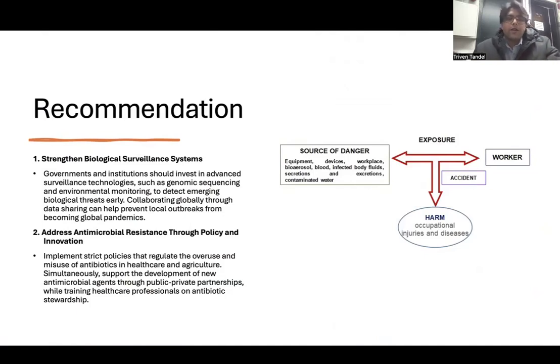And the second was addressing antimicrobial resistance through policy and innovation. Government should implement strict policies and regulate the overuse and misuse of antibiotics in healthcare and agriculture. Where government policies are weak, many industries dump their waste into rivers and lakes, and people use that water on a daily basis. So it can be a potential risk for those people. So government should implement strict regulations and policies for those kinds of sectors or private companies.